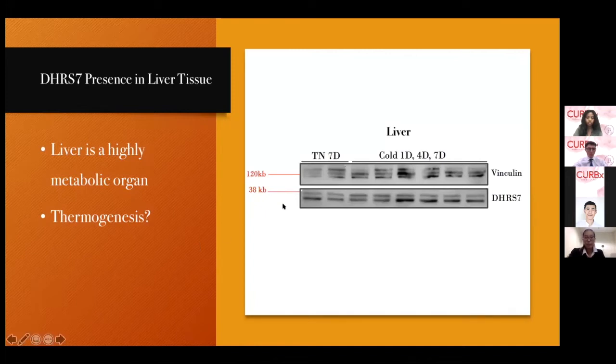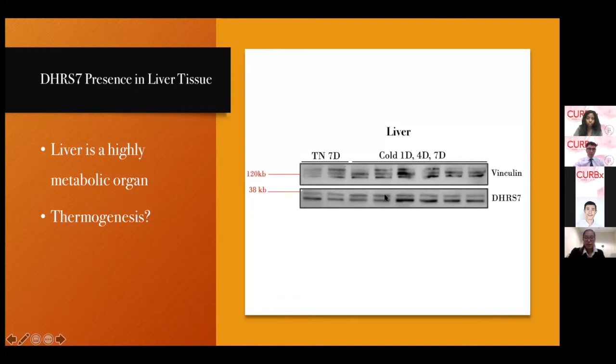And that's exactly what we saw. The line of DHR7 is the one above. This is just some non-specific binding that occurs sometimes with antibodies. But the line above shows expression of DHR7 in thermoneutral versus several different cold conditions, like I mentioned in the past slide. And that's what we saw.